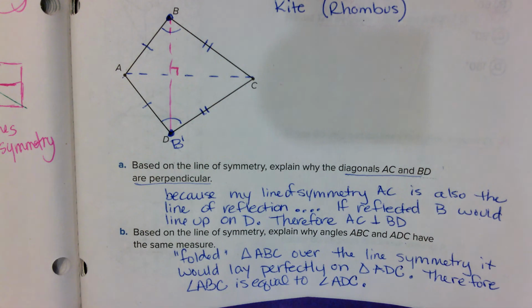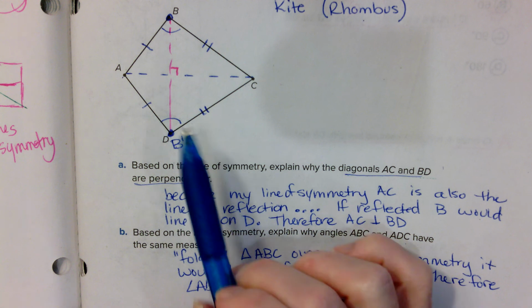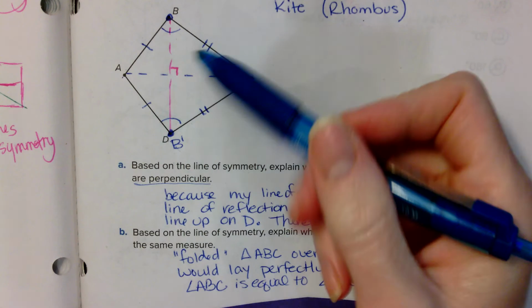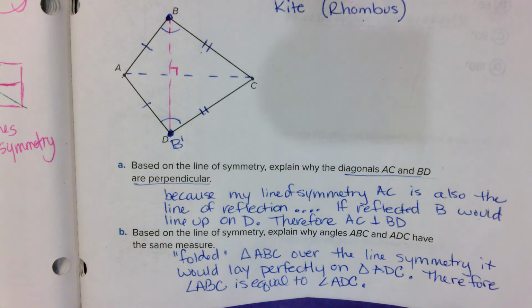Remember, if you do a rigid transformation and your original shape lines up on your image, then you know that they are congruent to each other. That's if I do a translation or a rotation, or in this case, I just did a reflection and they lined up perfectly. Therefore, they would be congruent or equal in size. At this point, you can stop the video and you can work on your practice 15.